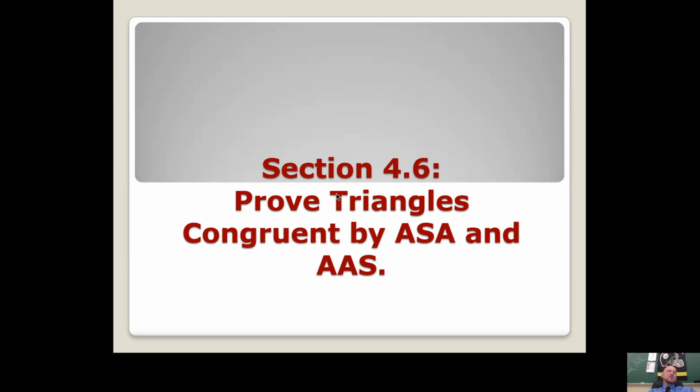This is section 4.6. We're going to prove that triangles are congruent by angle, side, angle, and angle, angle, side. Now, you should already be familiar with these naming principles. So the two A's mean two pairs of congruent angles. The S means a pair of congruent sides, and the location of that S is important. So the congruent sides here are included. That means they're in between the congruent angles.